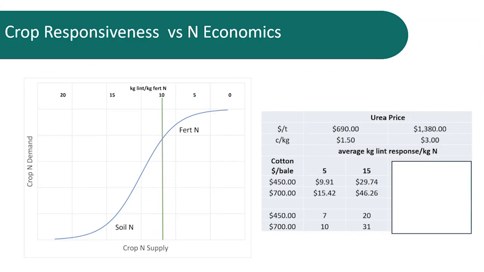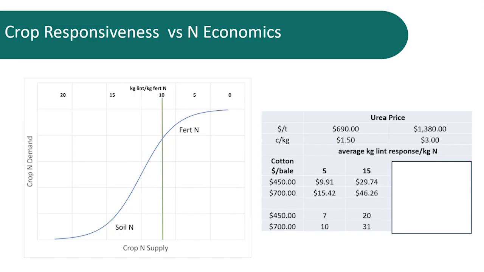At the other end is what happens at 15 kilograms. So that's more like 4 bales for 100 kilograms of N applied. So in the case of the $450, you can see for every $1.50 we apply, you get $9.91 back. If it's at 5, $2.9. So at $450 to $700 and $1.50 a kilogram for nitrogen, it's not till you get down to 1 kilogram of lint per kilogram of N applied that it becomes break even.